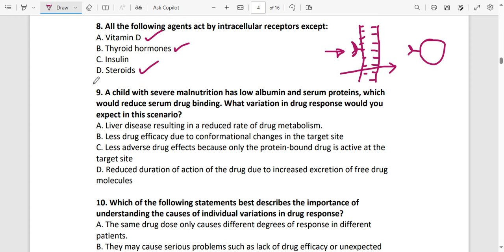Number 9, a child with severe malnutrition has low albumin and serum protein. Take note, low albumin and serum proteins, which would reduce serum binding. What variation in drug response would you expect in this scenario? Liver disease resulting? Yes, please.